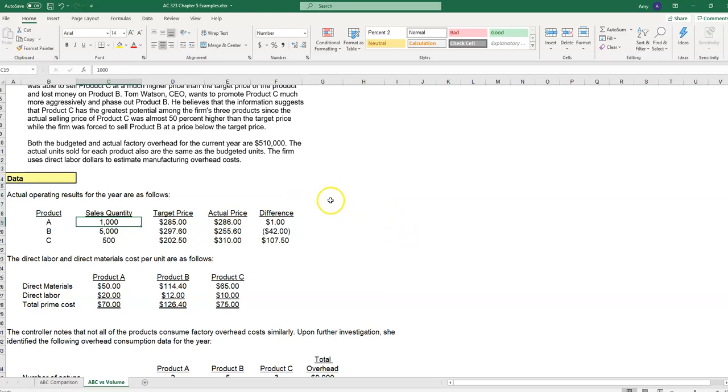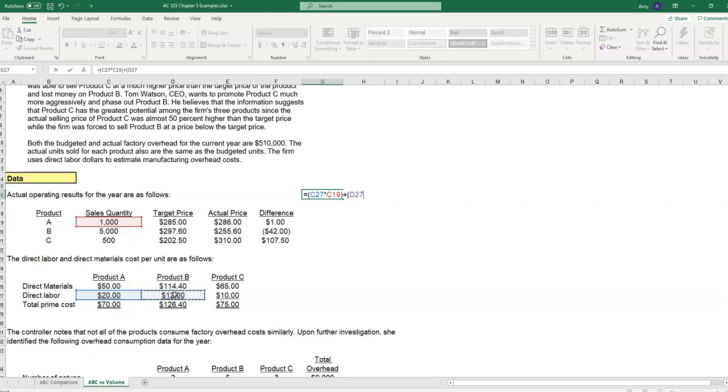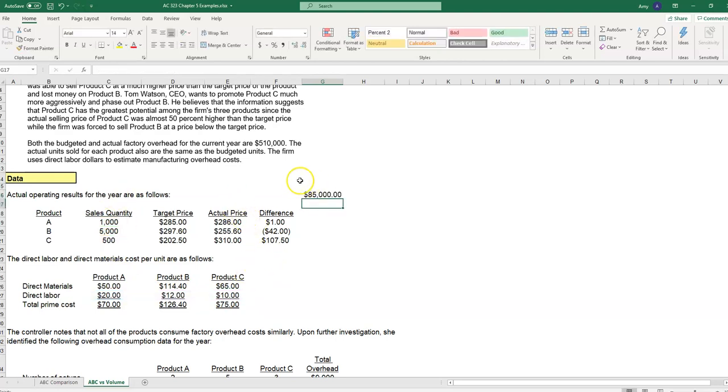So when we're trying to figure out what our direct labor costs are, we need to add up the costs from each product line. So that's product A. For product B, we have $12 per unit times 5,000, plus product C, $10 per unit times 500 units. So we add those up and that gives us our total labor costs for the year.